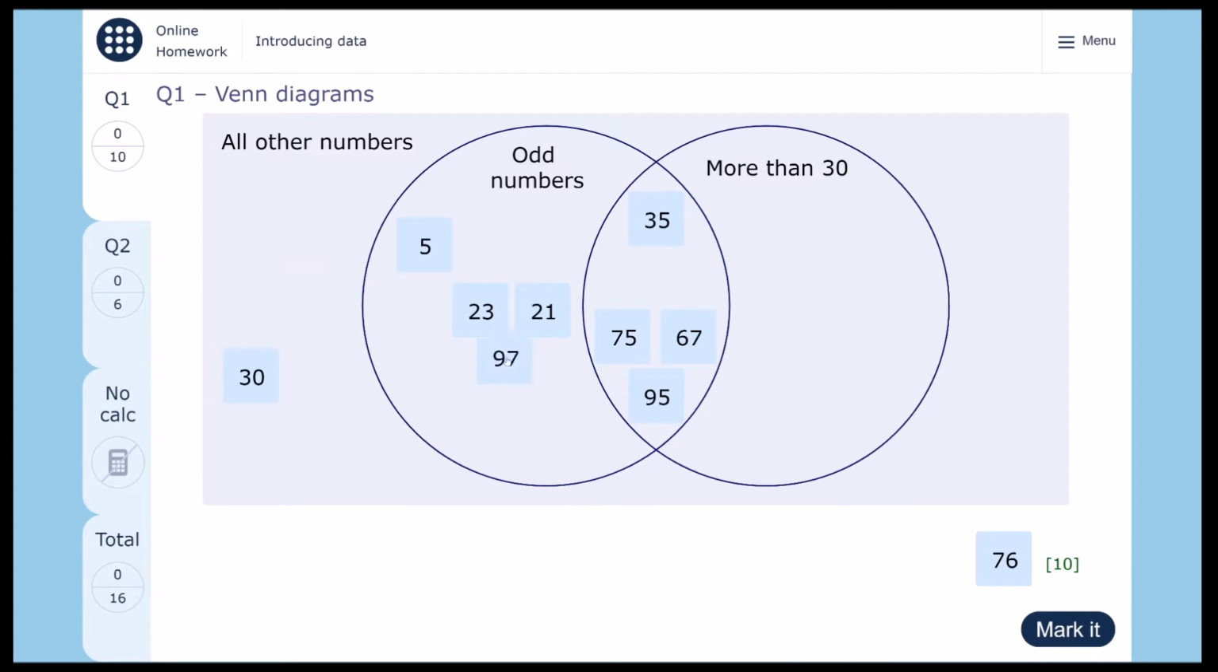The number 97 is odd and it's more than 30, so it goes in the middle. And lastly, the number 76. 76 is even, so it's not odd, but it is more than 30, therefore I put it in the right hand side. We can check to see that all of these are correct.